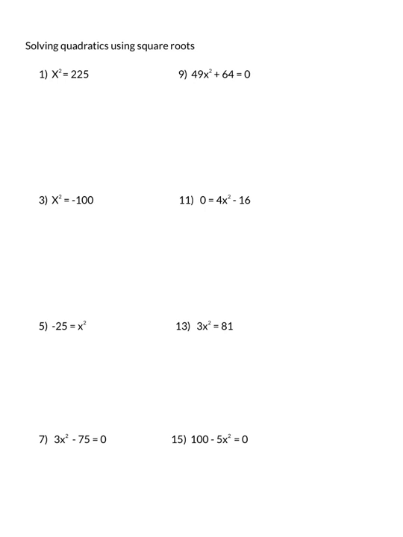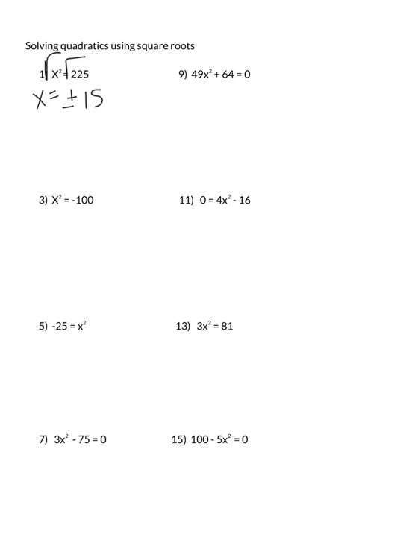So we are going to take the square root of both sides, and we're going to get x equals plus or minus 15. And remember, it's positive 15 and negative 15 because 15 times 15 is 225, and negative 15 times negative 15 is 225.